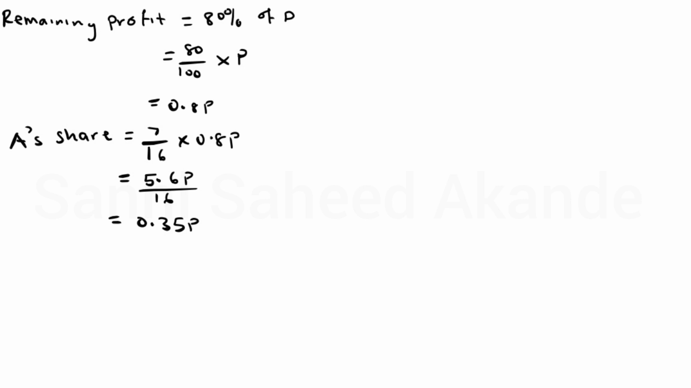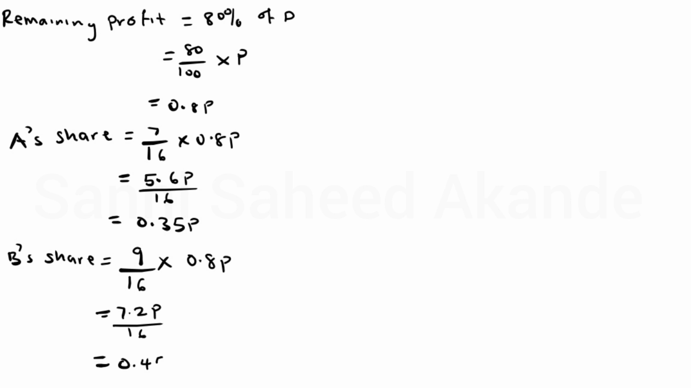Now let's look at B's share. B's share is going to be the ratio of B, which is 9, that's its own proportion, divided by the total ratio, which is 16, times the remaining profit, which is 0.8P. When you multiply this together, you have 7.2P divided by 16, and that will give you 0.45P. That is B's share.